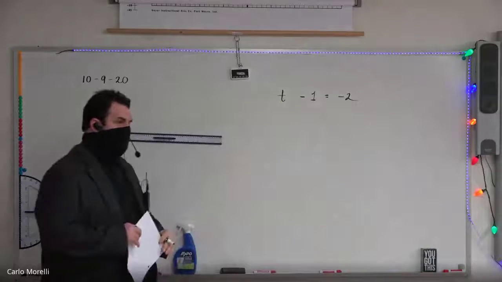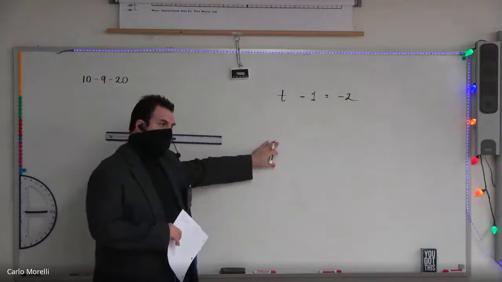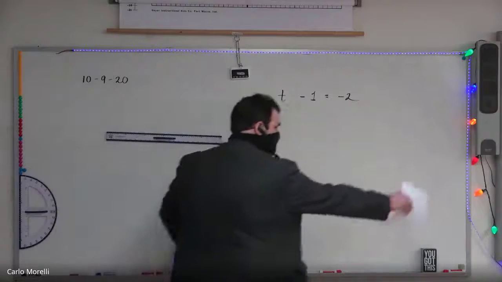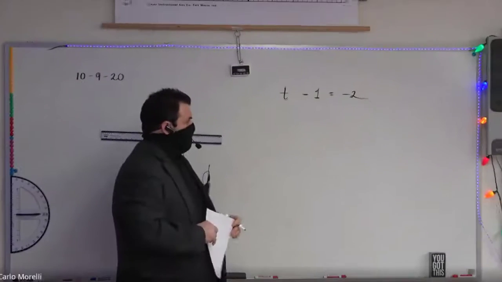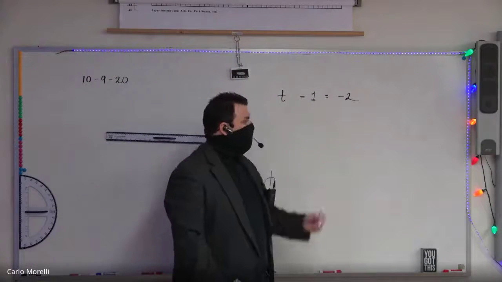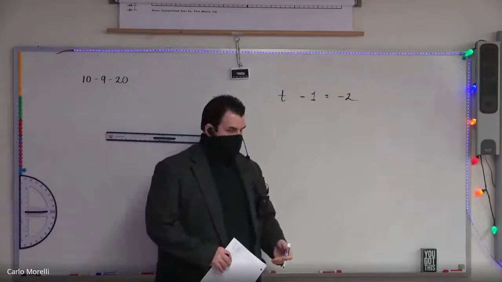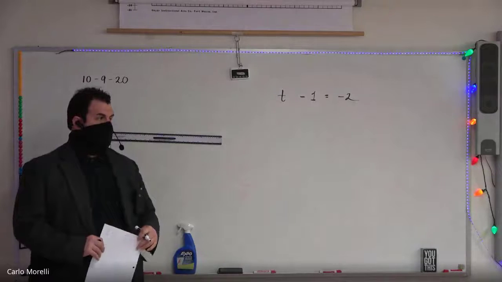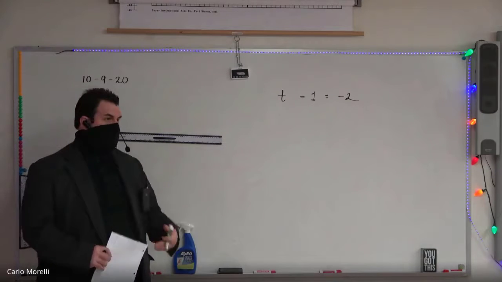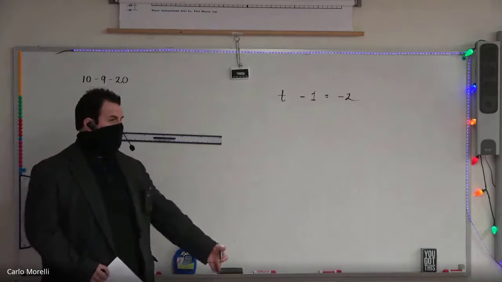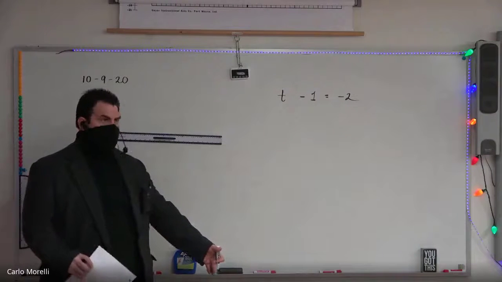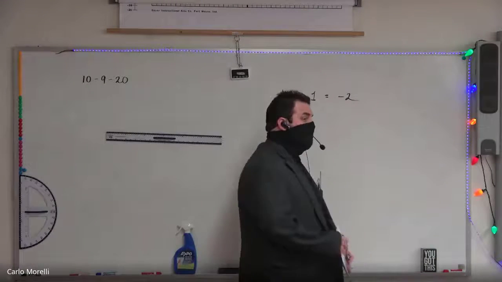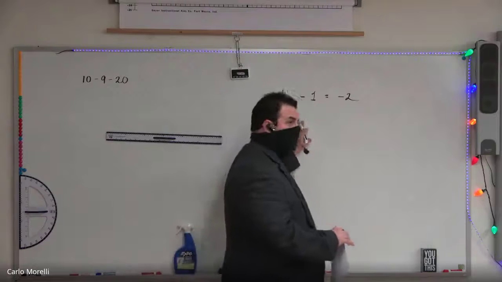Now, think about this one for a second. Think about the number line, okay? That was me modeling the number line. We take 1 away from some number, which would be like jumping to the left 1 on the number line, and now we're at -2. So where do we have to be? -1. Precisely. Now, let's make sure that works.